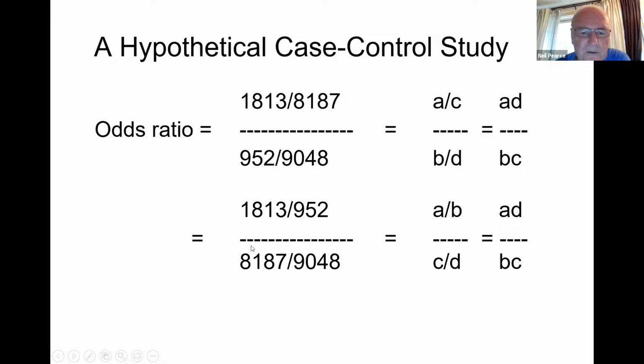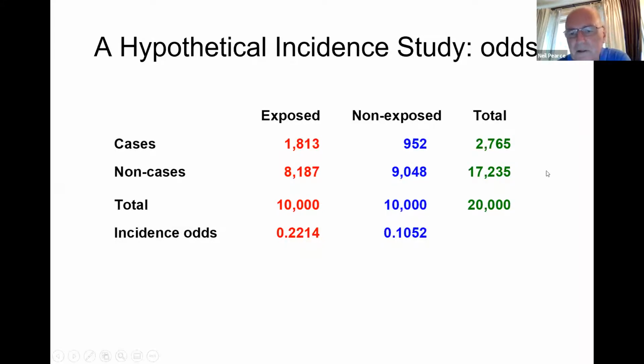And the bottom line is those who never got the disease. And there's a lot more of those. So if you go back here, you can see there's 2765 cases and 17,000 people who don't get the disease. And the odds of exposure in the cases is 1813 over 952. The odds of exposure in the non-cases is 8187 over 9,000.